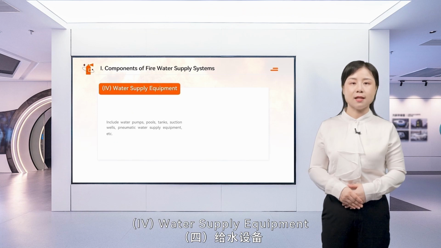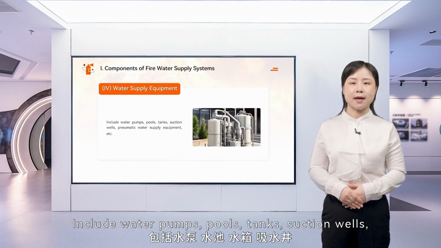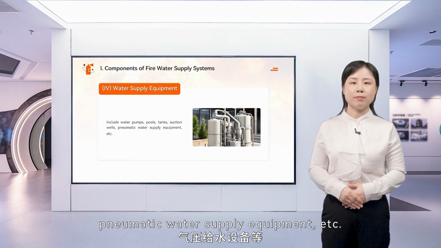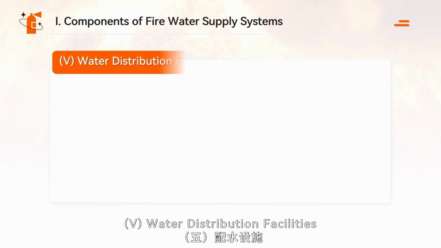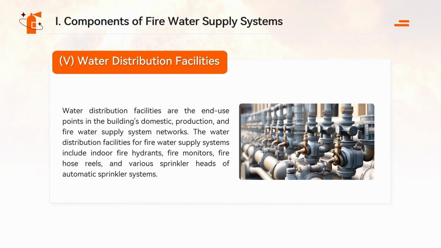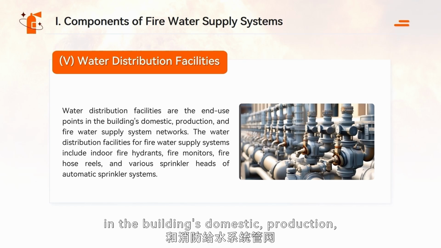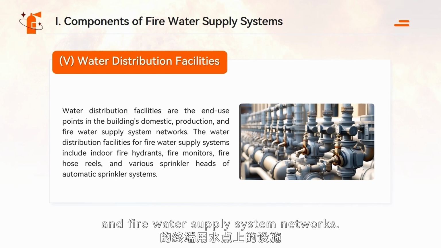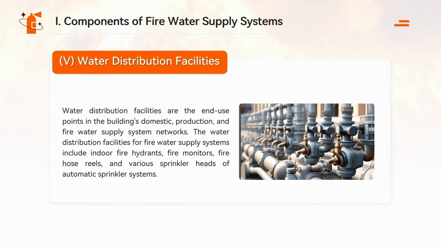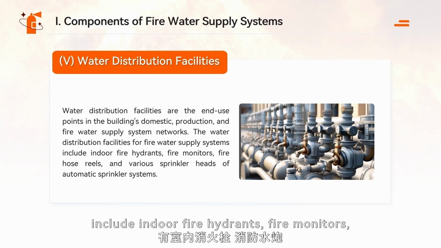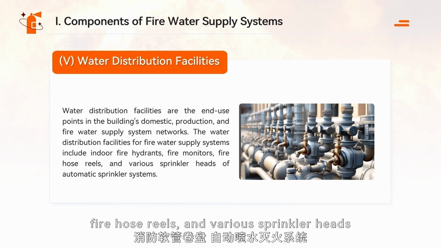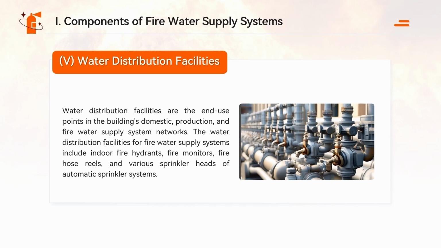4. Water supply equipment. Include water pumps, pools, tanks, suction wells, pneumatic water supply equipment, etc. 5. Water distribution facilities. Water distribution facilities are the end-use points in the building's domestic, production, and fire water supply system networks. The water distribution facilities for fire water supply systems include indoor fire hydrants, fire monitors, fire hose reels, and various sprinkler heads of automatic sprinkler systems.